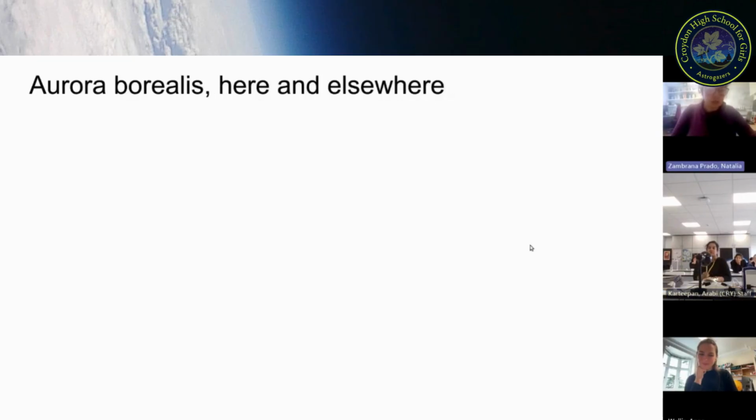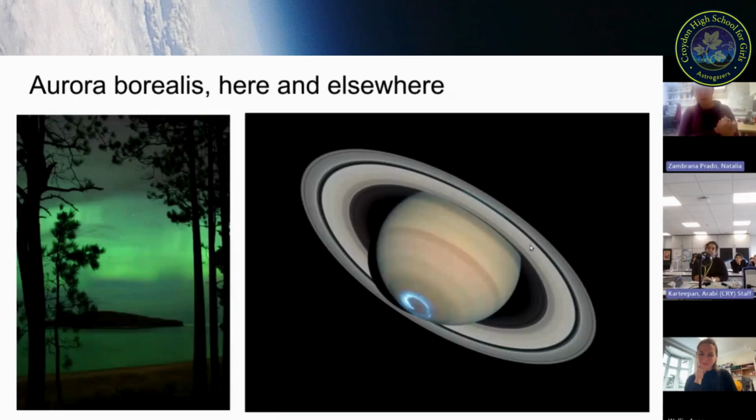That has consequences. One of them, one of the most beautiful ones, is Aurora Borealis. So these are the northern lights. Here on the left, you see a view of them from Earth. But this also happens in other planets. Here you can see it in Saturn. Here you see the Aurora Borealis around Saturn's south pole.